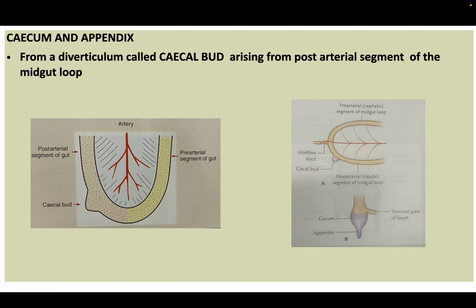Now the cecum and appendix. They arise from a diverticulum called the cecal bud, arising from the post-arterial segment of the midgut loop. If this is the midgut loop, this is the superior mesenteric artery. Now this post-arterial segment gives rise to the cecal bud. You can see the cecal bud over here. Later the growth of the cecum happens: the proximal portion forms the cecum and the distal one remains narrow and is called the appendix.